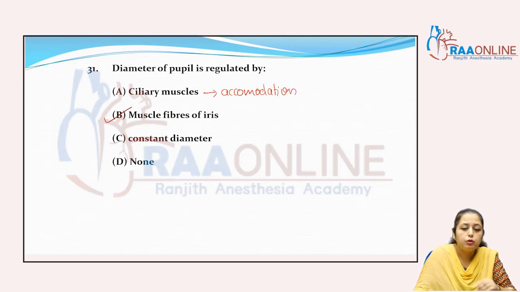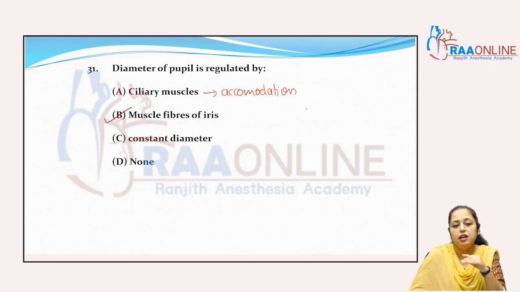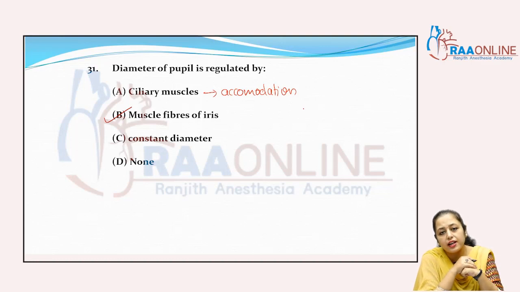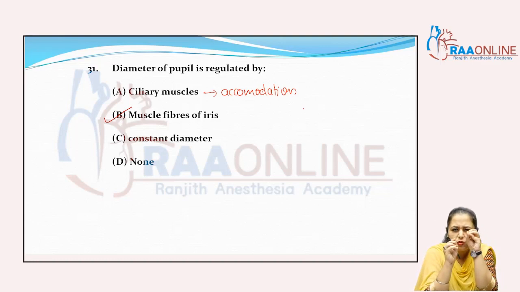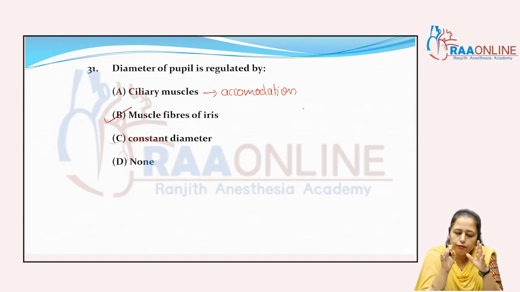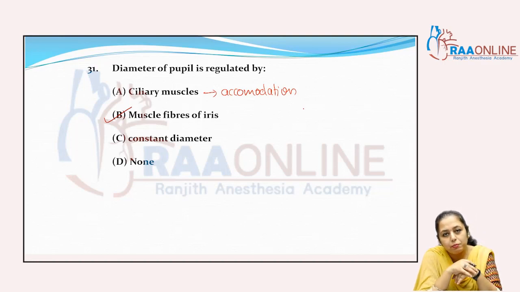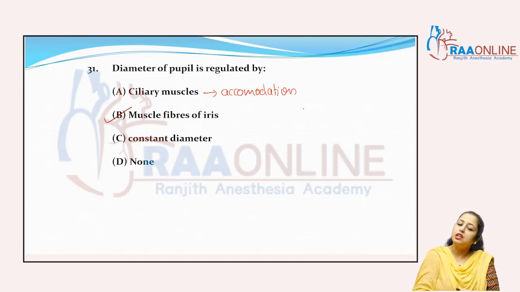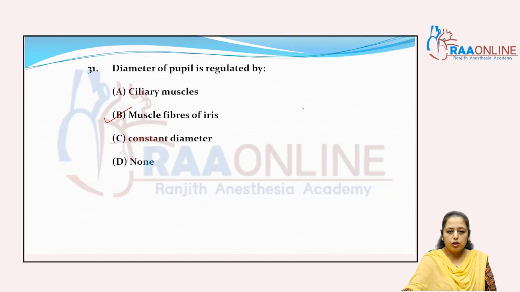But when we talk about the diameter of the pupil, that is only and only related with the iris. That's why we say that in case of bright light, the iris contracts. So when the iris contracts, the pupil becomes very small, right? But when the light level falls down, then what will happen? The iris relaxes and the pupil enlarges, right? So that's why the answer is muscle fibers of the iris. Now come to the next question.